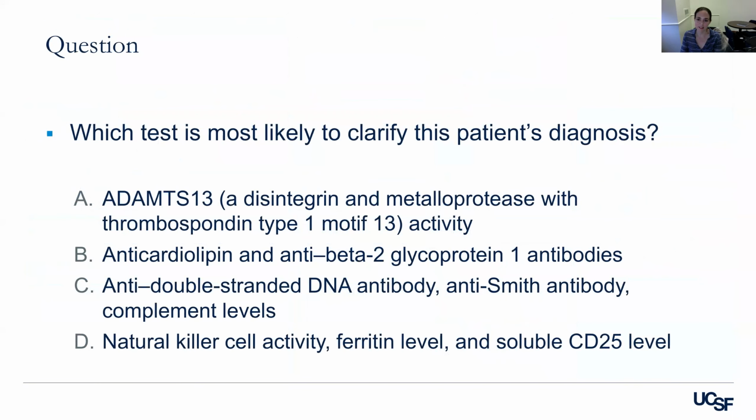So a complicated case. I think you all know the answer to this question because of the context in which I'm giving this talk. But the question we would be asking ourselves when we're seeing the patient is, which test would be most likely to clarify this patient's diagnosis? So an ADAMTS13, anticardiolipin and anti-beta-2 glycoprotein 1 antibodies, anti-double-stranded DNA antibody, anti-Smith antibody and complement levels, or natural killer cell activity, ferritin level, and a soluble CD25.